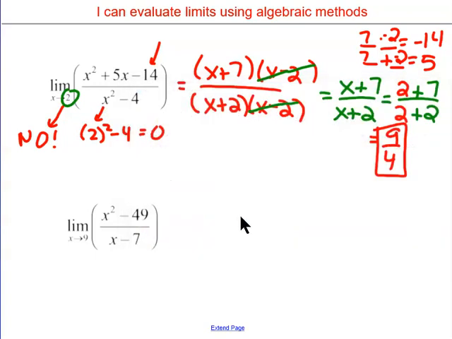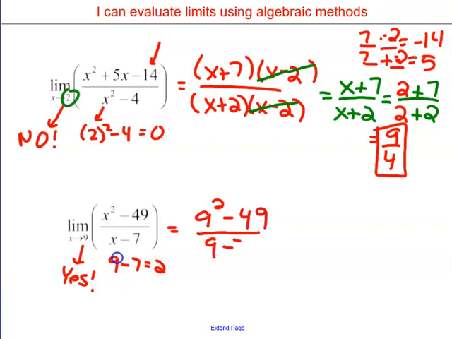when I plug in a 9? So if I were to go 9 minus 7, I get 2. So it's like, oh, okay, this is okay. So I don't need to factor it. I could factor it, but I don't need to. I can just go 9 squared minus 49, 9 minus 7, and I would end up with 81 minus 49, which is 32 over 7.